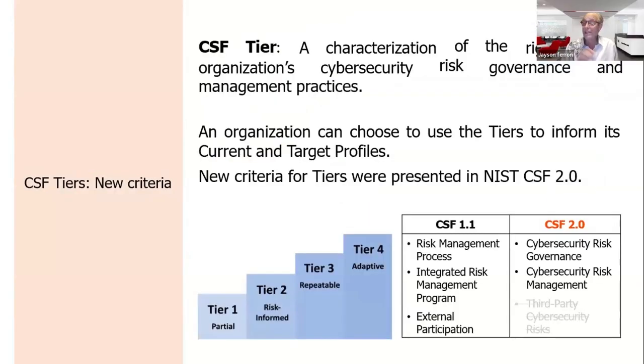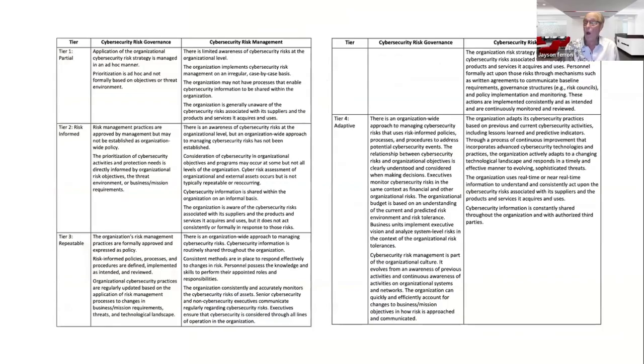And these 4 tiers: tier 1 is partial. What that means is fundamentally, we do it ad hoc. Tier 2, we've got some risk. Tier 3, it's repeatable. And tier 4, it's adaptive. We're working better and better. I'm not going to read this slide, but here's the details of tier 1, 2, 3, and 4 and what they mean.